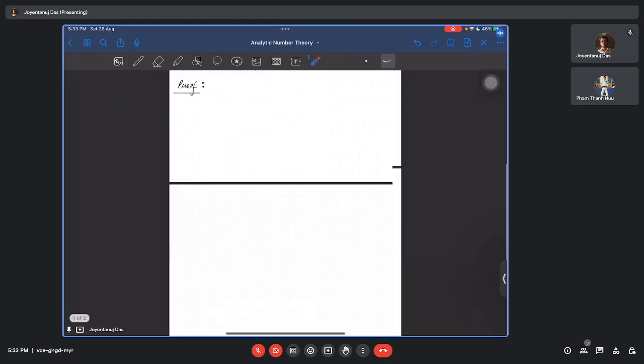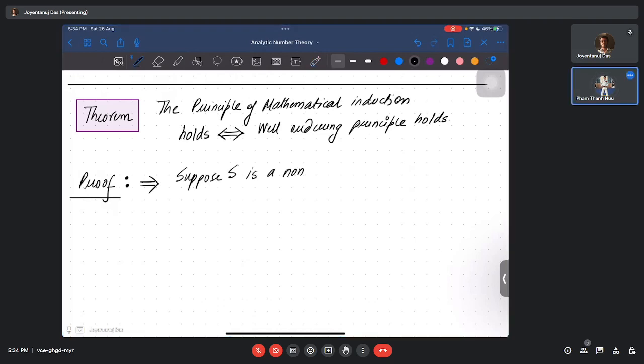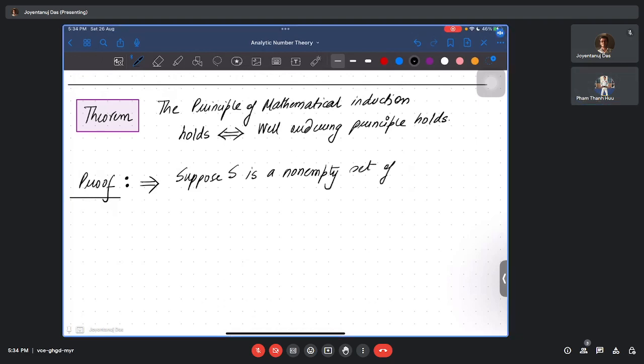First we'll assume that mathematical induction holds for a particular set, and then we'll prove, meaning we prove that the set has a well-ordering property. So we are proving this side, the forward direction. So suppose S is a non-empty set of natural numbers, that is, natural numbers is the same as the positive integers, that has no smallest element. So we are doing this by contradiction.